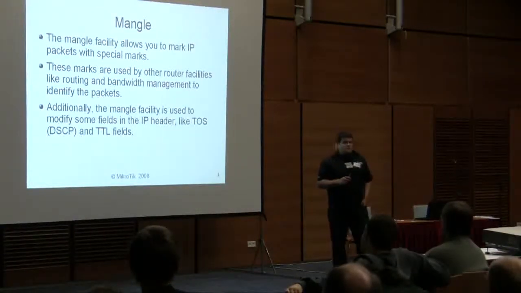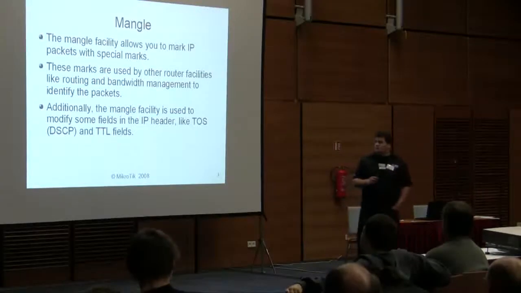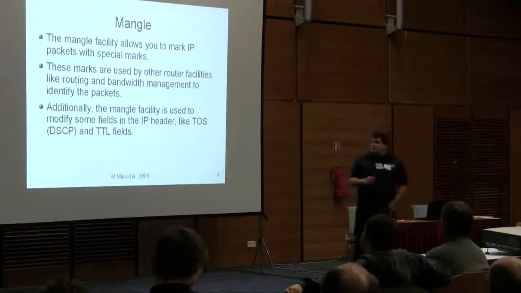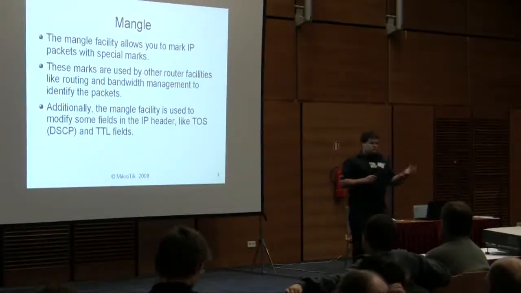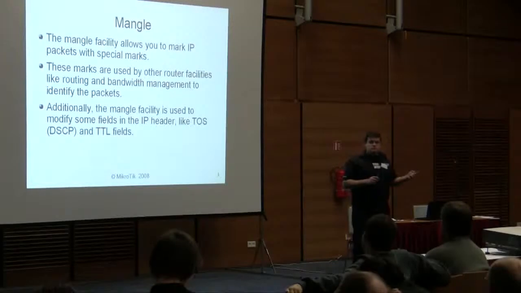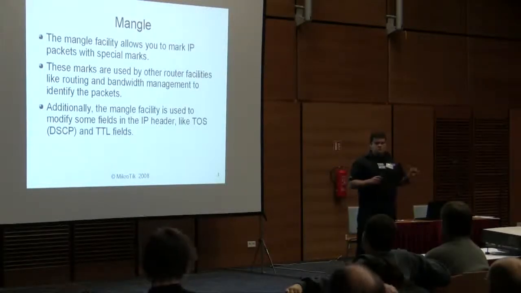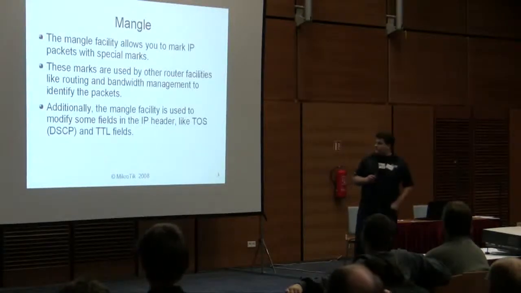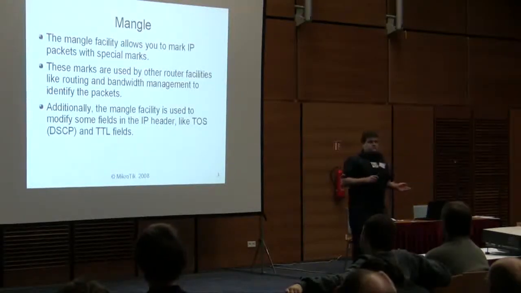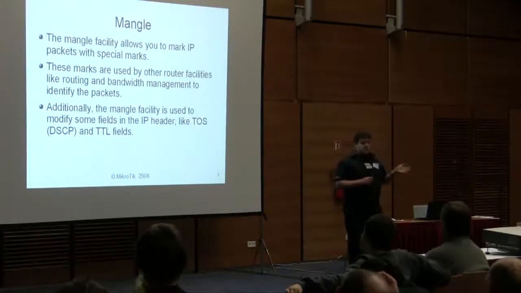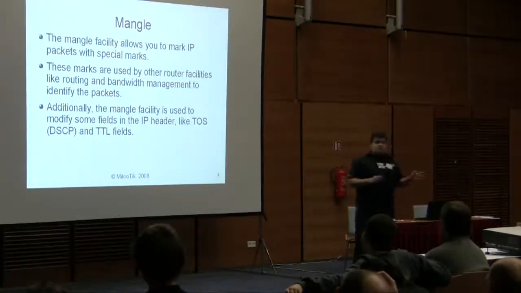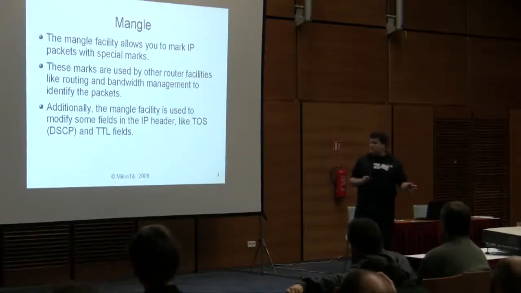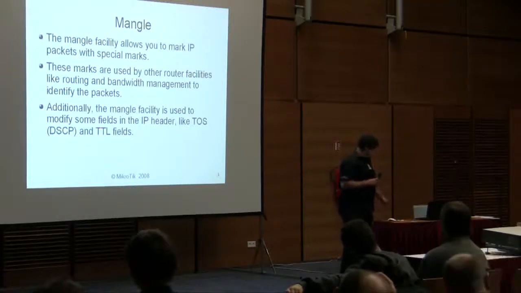So let's start with one of the things, this Mangle facility. It allows you to mark packets with specific marks, and these marks can be used for two different purposes. One is for queues, another is for routing. We are not interested in routing here, so we will talk about queues only, so packet marks. Additionally, if you need, in Mangle you can change fields in the IP header, like TTL, type of service, and others.